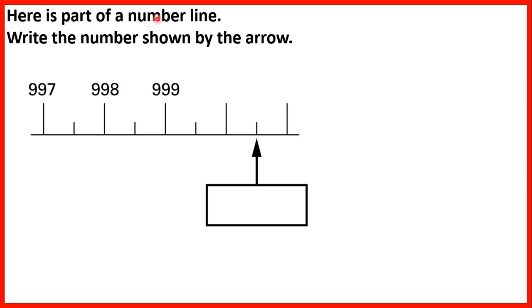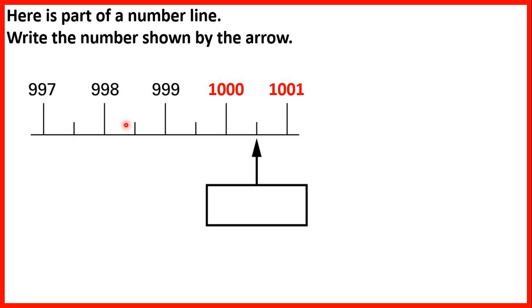Here is part of a number line. Write the number shown by the arrow. So we have 997, 998, 999. So next we have 1000, because it's going up in ones, but we already have 9 ones and 9 tens and 9 hundreds. So we have 1000 and then 1001.